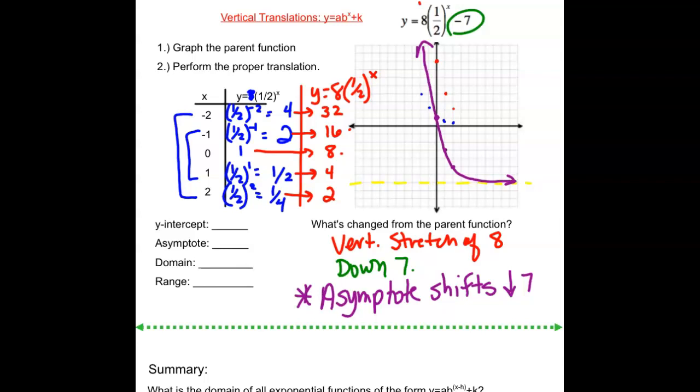Okay? Our y-intercept ended up being at 0, 1. Our asymptote, we said, moved down 7. So we're going to have the equation y equals negative 7 instead of y equals 0. Our domain didn't change. But our range now, all of our y values are above that asymptote. So they're above, greater than, negative 7. And hopefully you've noticed that there's a connection between those two. Your range is always going to be tied to where that asymptote is.